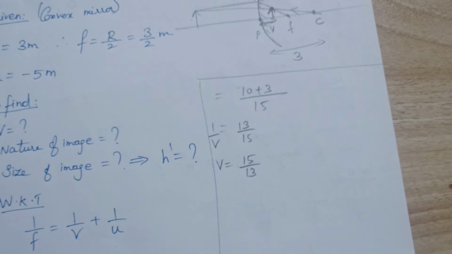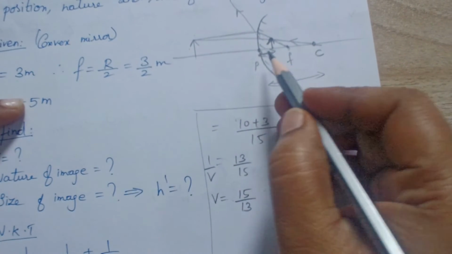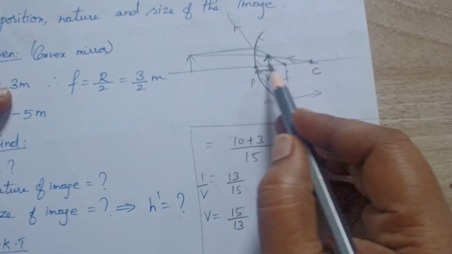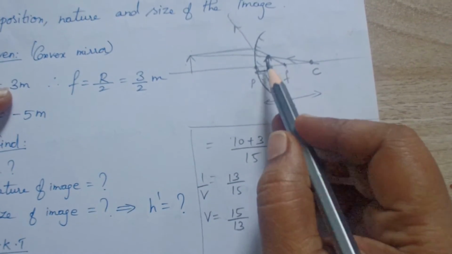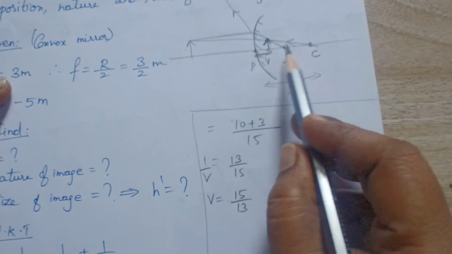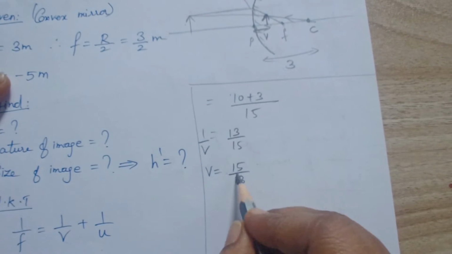Positive means it will lie on the positive side of the x-axis, so your answer is correct. It lies on the positive side of the x-axis. We have to check whether it lies between p and f. We'll do the division.